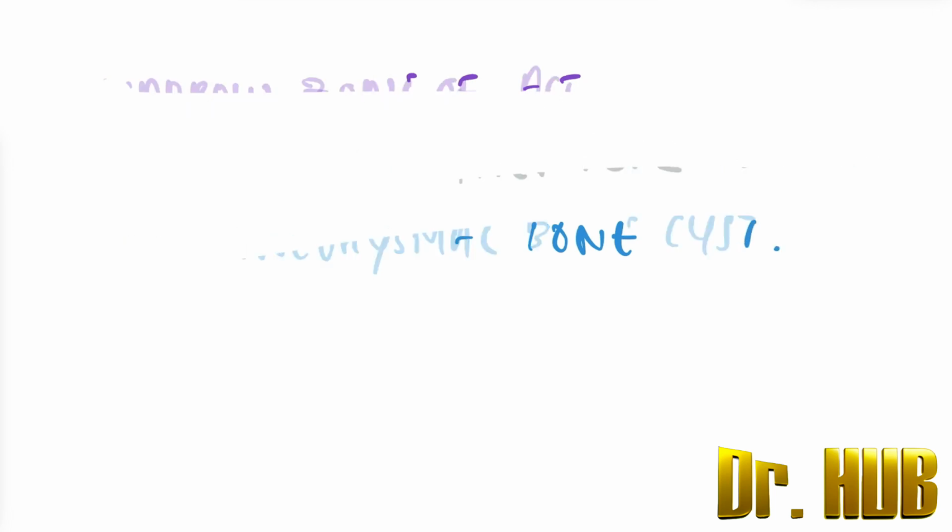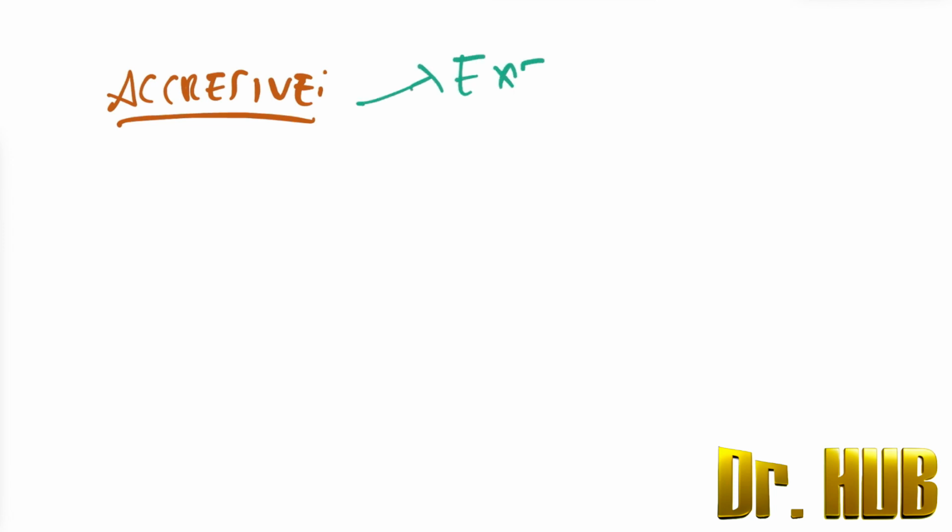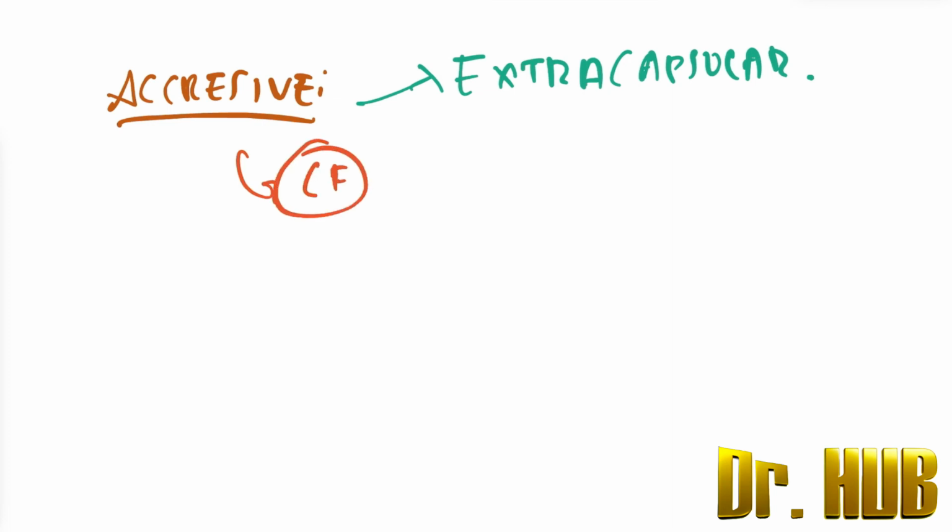Next, we look at the aggressive variety. So there are three varieties: one is the latent, one is the active, and one is the aggressive. In the aggressive variety, the location is extracapsular. And what is the clinical finding? The clinical finding is that it is symptomatic.